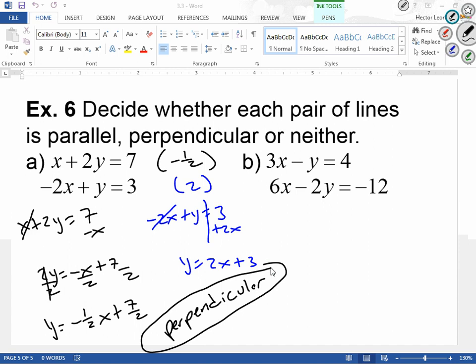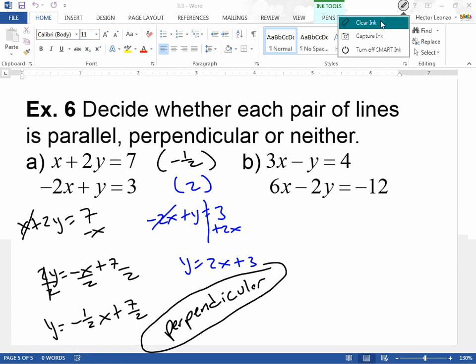Once again, for them to be parallel, my slopes have to be the exact same number. For them to be perpendicular, they have to have two things: different signs, and they have to be reciprocals of each other. In math, we use the words negative reciprocals, which means different signs and reciprocals of each other. And then for neither, obviously, it's neither of those two cases.